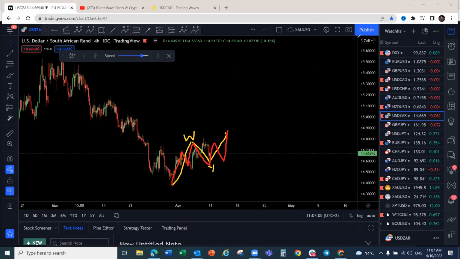Okay, so let me do this again. So there's 3 waves here. If you can look at this, 1, 2, 3. So that's already a correction for that 1, 2, 3. So you expect 1, 2, 3 here. That means that will complete the yellow degree here, and we'll then look for this one to continue to the downside on US dollar ZAR, simply because we're expecting dollar strength in this week.